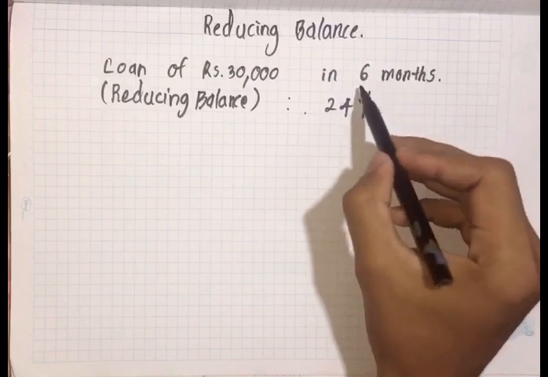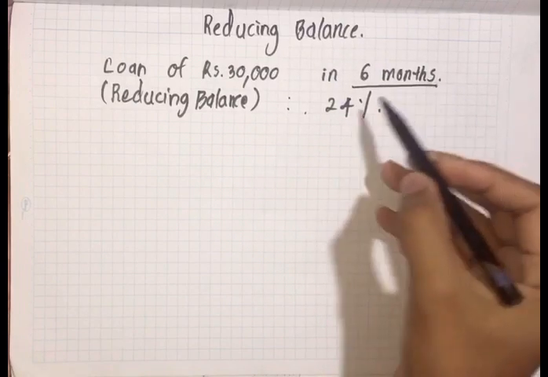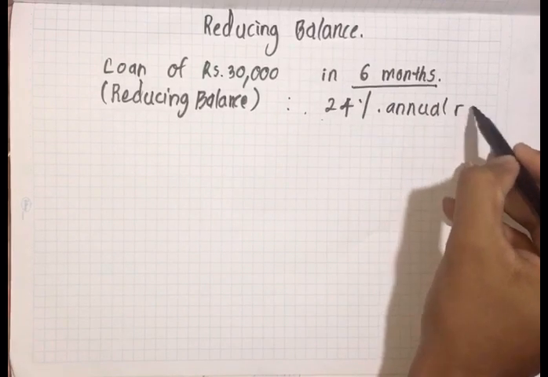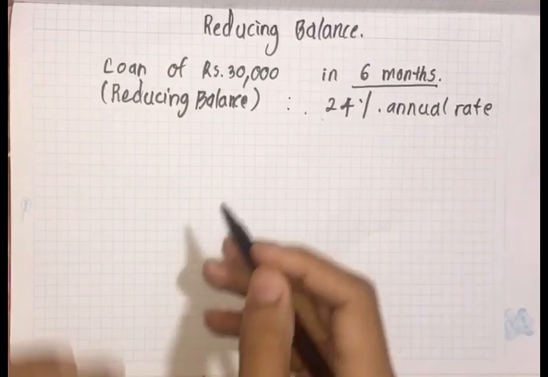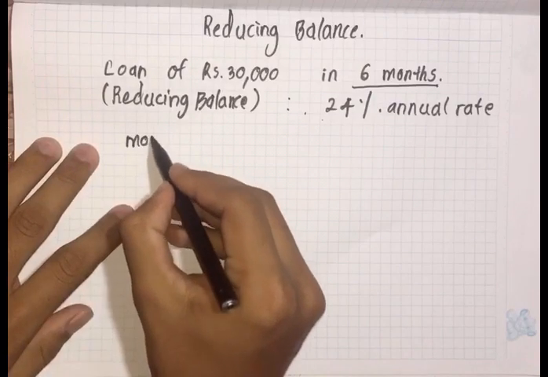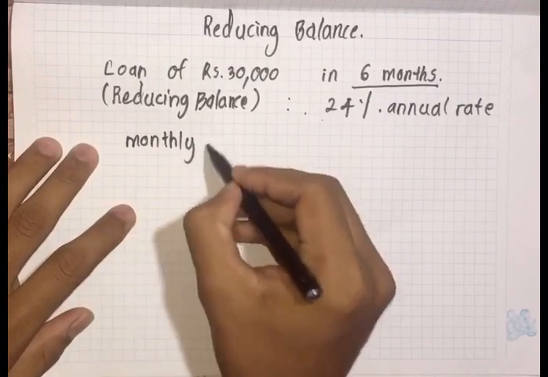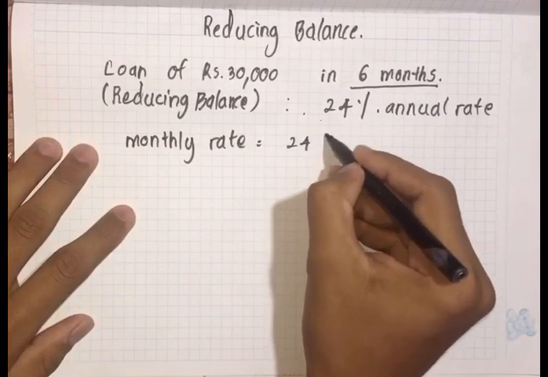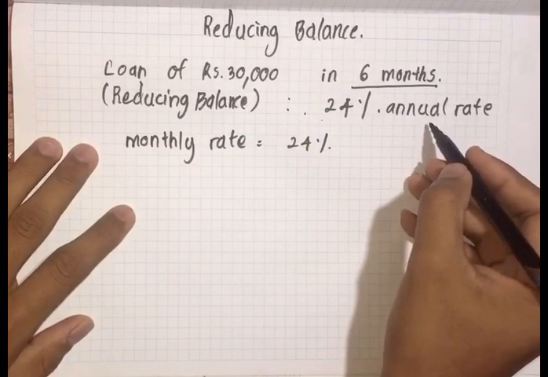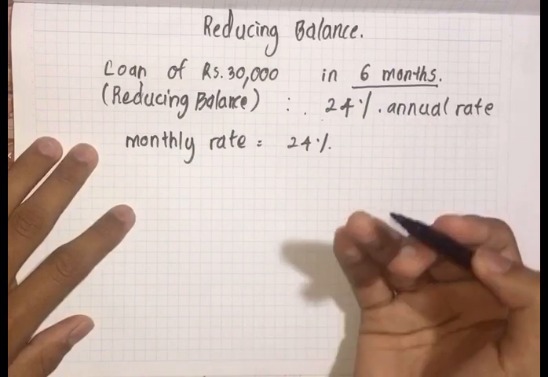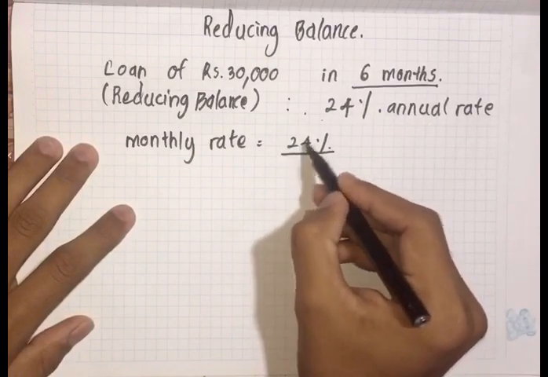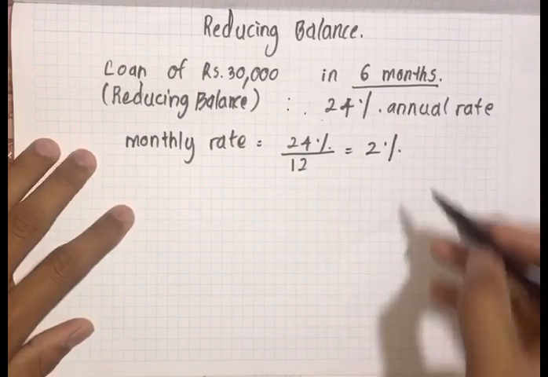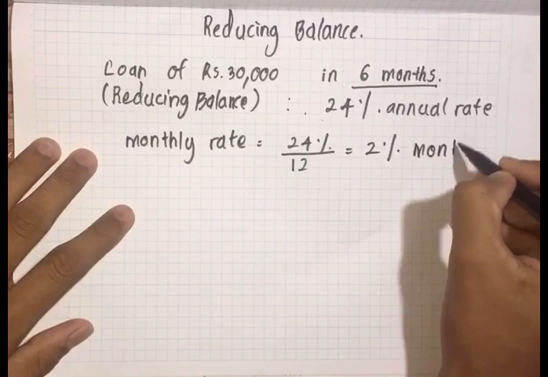Now here also, since we are dealing with months, you have to convert this annual rate to a monthly rate. Are you clear? Okay, therefore let us first find out the monthly rate. You have to divide 24, which is annual. So to find the amount per month, you have to divide by how much? For a year you have 12 months, therefore dividing by 12 will give you 2% monthly. Is that okay?